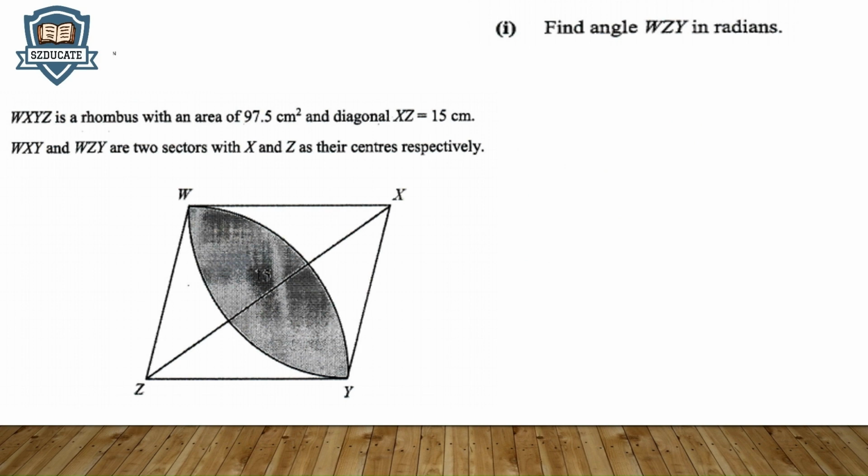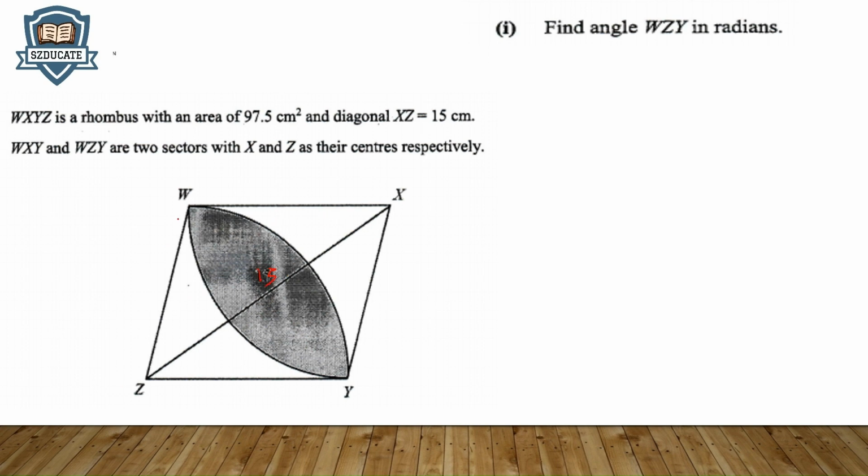WXYZ is a rhombus. Now, what is a rhombus? A rhombus is where all the sides have the same length, but it's not a square. Okay. Area of 97.5 cm square. They give you the area of the rhombus and a diagonal XY. Now this XY is 15. It's not so clear here. I'm just going to write this 15.